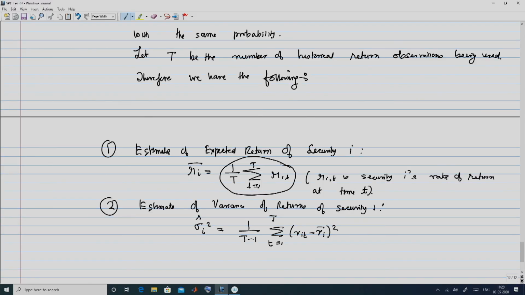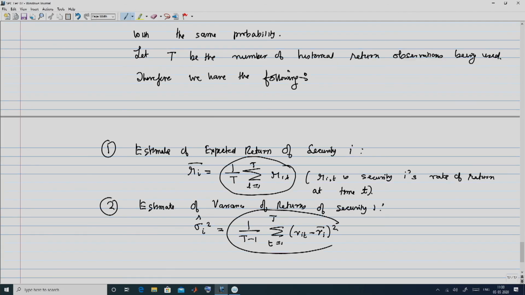Here I want to briefly pause and point out that this expression used to estimate the expected return is an unbiased estimator of the mean, and the estimator used to estimate the variance, where we have a factor of 1 over T minus 1 instead of 1 over T, is also an unbiased estimator of the variance. For this you can look up any statistics text on unbiased estimators.